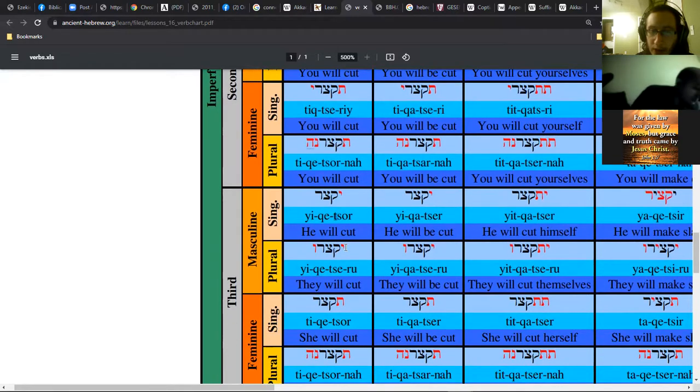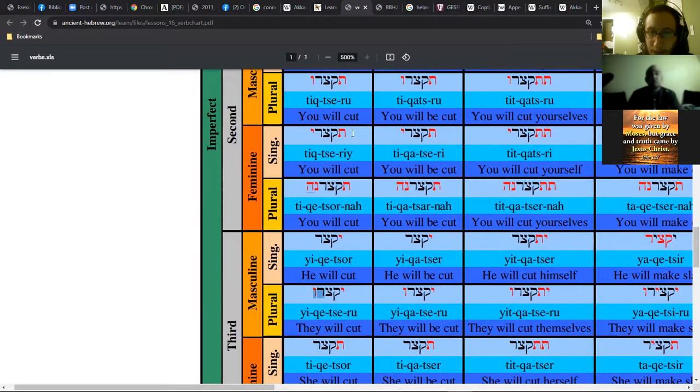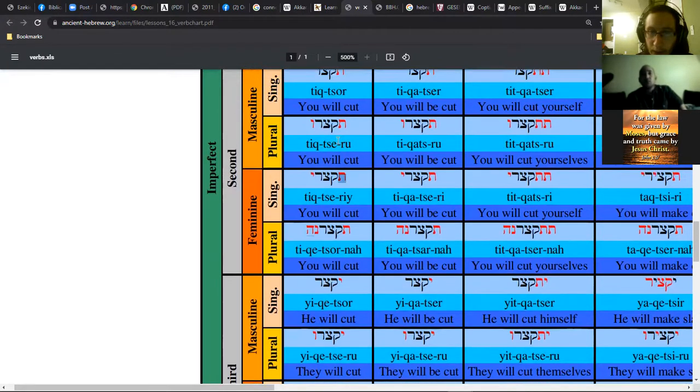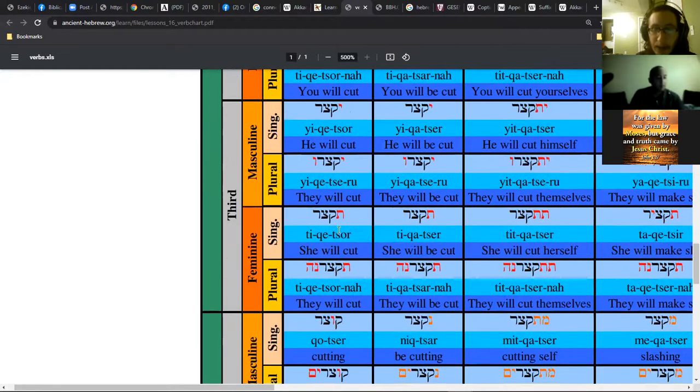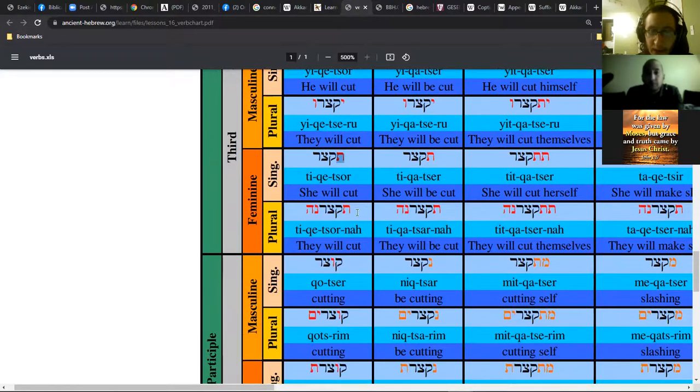And then they will cut, yod at the beginning, wa at the end. Similar to second person, instead of, for second person, it's a tav instead of a yod. But for third person, it's yod for plural. Then you have feminine singular tav, and then for plural, it's tav prefix and nun hey suffix.